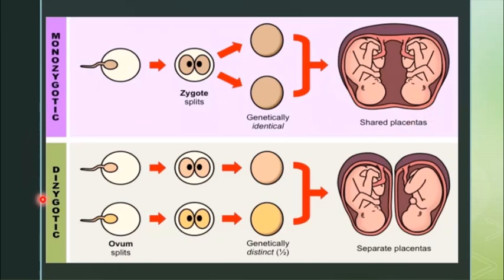Next is dizygotic twins. These are formed from two different ova and two different sperms. They will divide separately and they are also formed with separate placentas. So separate formation and separate development takes place, and then these two twins are formed. These are called dizygotic twins. They are not genetically similar, and that is why they will even differ in their looks. So these are the two main types, monozygotic twins and dizygotic twins.